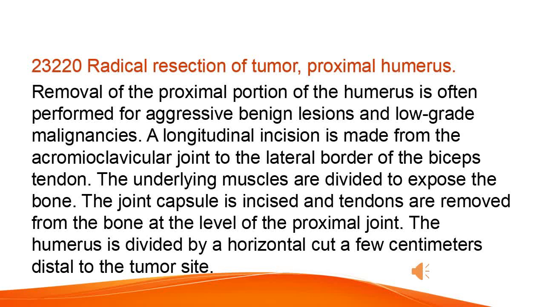Radical resection of tumor, proximal humerus. Removal of the proximal portion of the humerus is often performed for aggressive benign lesions and low-grade malignancies. A longitudinal incision is made from the acromioclavicular joint to the lateral border of the biceps tendon. The underlying muscles are divided to expose the bone. The joint capsule is incised and tendons are removed from the bone at the level of the proximal joint. The humerus is divided by a horizontal cut a few centimeters distal to the tumor site.